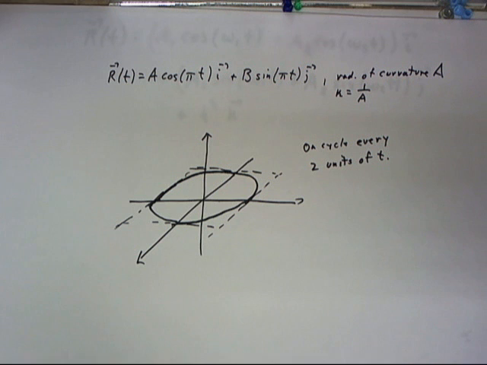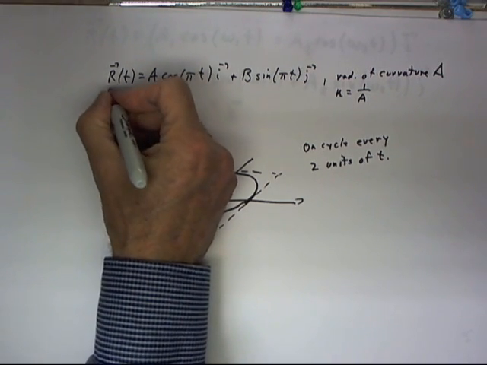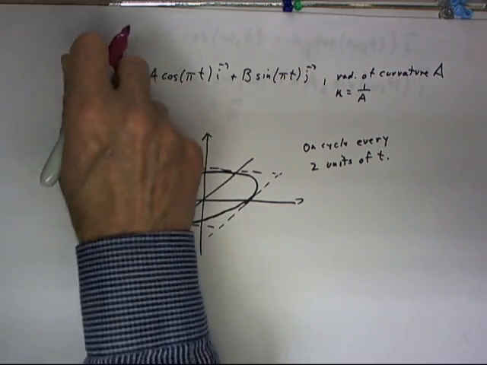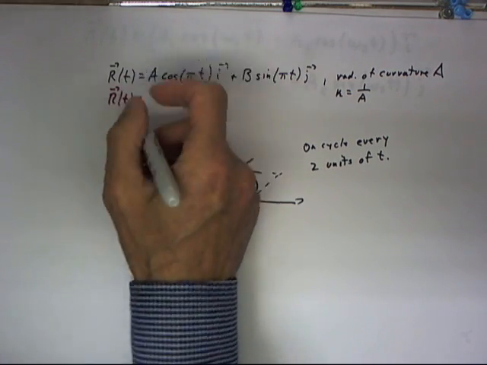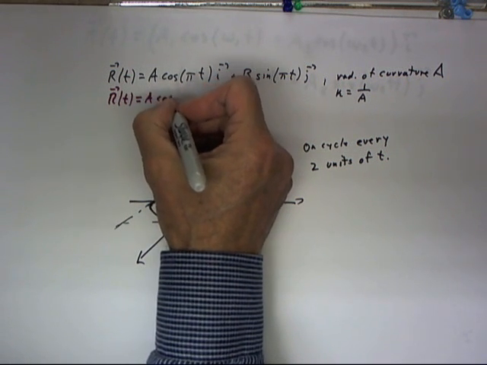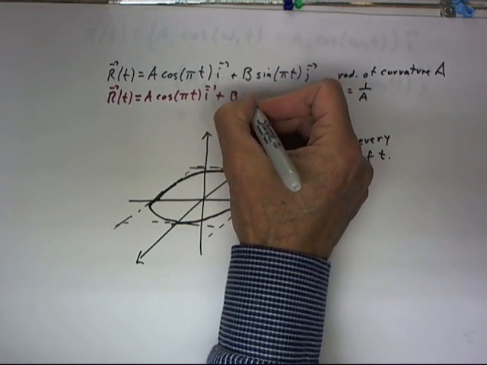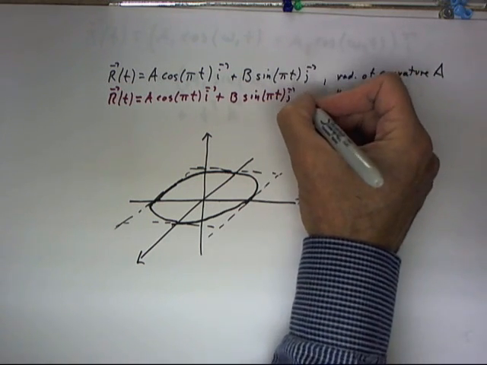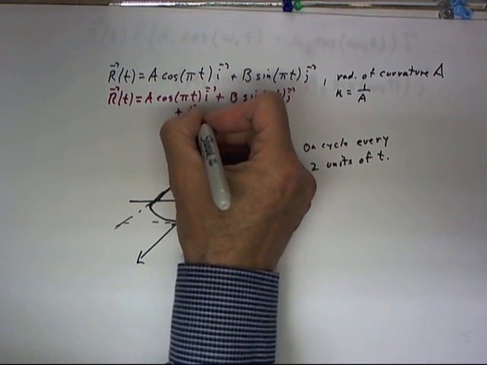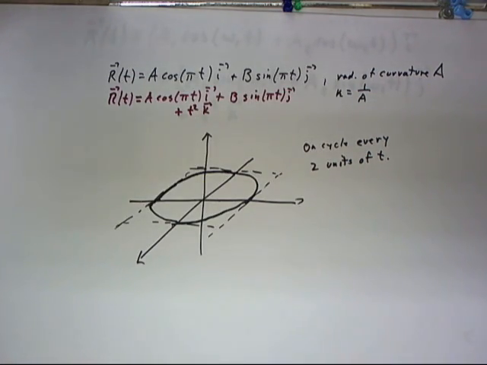Now, we consider another r(t) function, and I probably shouldn't use the same symbol to denote both of these functions, but I'm going to use a different color. And this is going to be a cosine(πt) i plus b sine(πt) j plus t squared k. And I want to sketch the behavior of this surface.